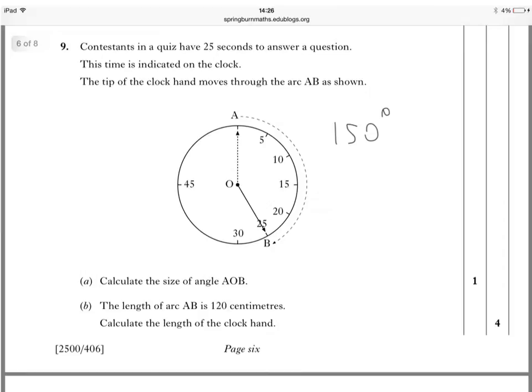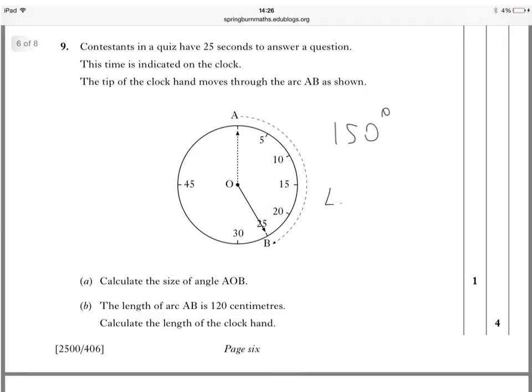Part B says the length of the arc is 120 centimetres. Now quite often questions give us the radius and ask us to look for the length of the arc. This question is giving us the length of the arc. Calculate the length of the clock hand. Right, so this is a question where we're looking to work backwards.